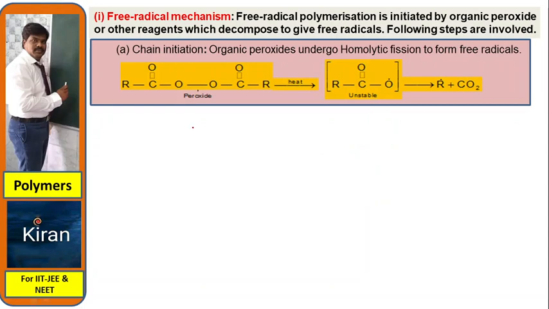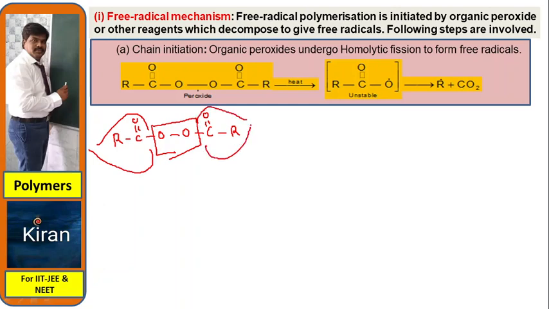Like that, here the organic peroxide is C double bond O, O, O, C double bond O, and here R. So this O-O bond is the peroxide bond. This part is an organic part, and this part is also an organic part. That is the reason, as we know, in inorganic peroxide O is attached with hydrogen and hydrogen. This is H2O2, inorganic peroxide. This is organic peroxide. So organic peroxide undergoes homolytic fission. Here the decomposition takes place, so that you will get the free radical.